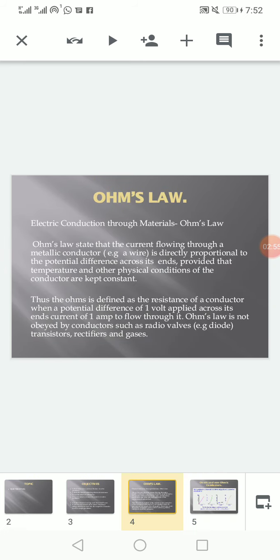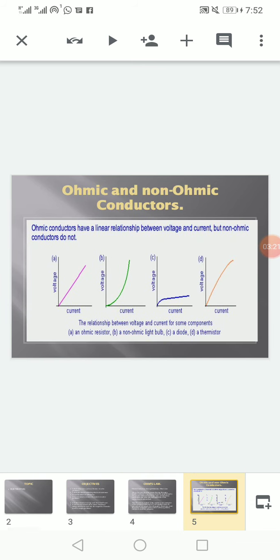Let me rephrase Ohm's law again. Ohm's law states that the current flowing through a metallic conductor, e.g. wire, is directly proportional to the potential difference across its ends, provided that temperature and other physical conditions of the conductor are kept constant. And materials that will not obey Ohm's law are transistor, rectifier, diode, and gases. These are examples of materials that will not obey Ohm's law.